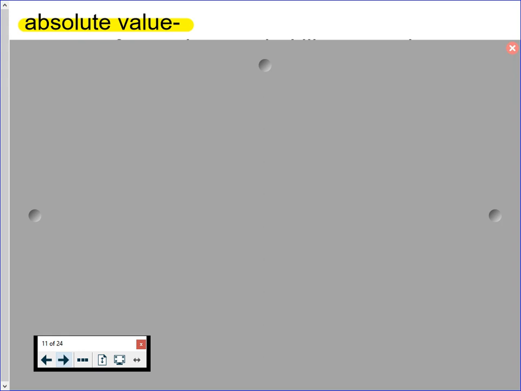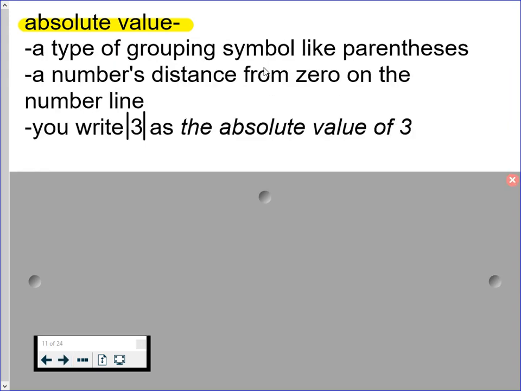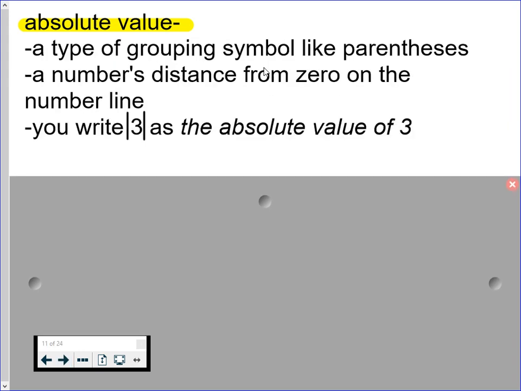Third word of the day, absolute value. Absolute value is a type of grouping symbol like parentheses. So when you see these absolute value marks, that's a signal to your brain, hey, I got to do that first. I got to figure this out. What it means is how far a number is from 0 on a number line.